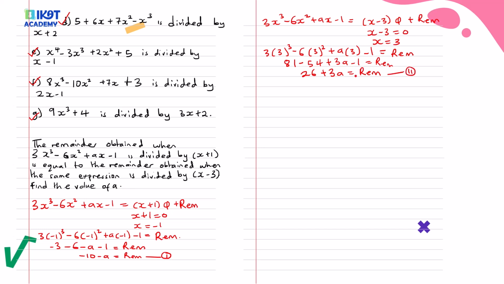So we are going to equate equation 1 to equation 2. So we're going to say negative 10 minus a is equals to 26 plus 3a. Okay, so now we just solve this. Now we can choose to bring this a this side. So this is negative 4a will be equals to 36. So a will be negative 9. The question said find the value of a, and we found the value of a.